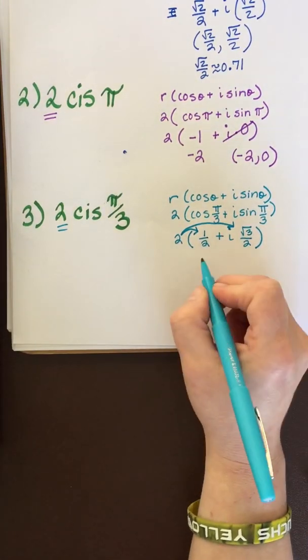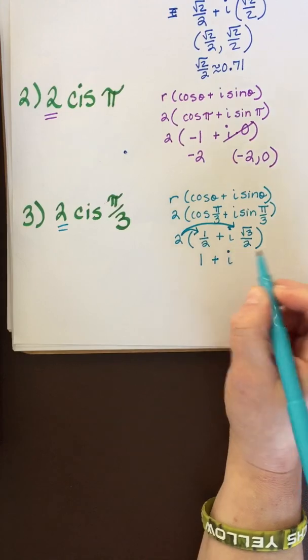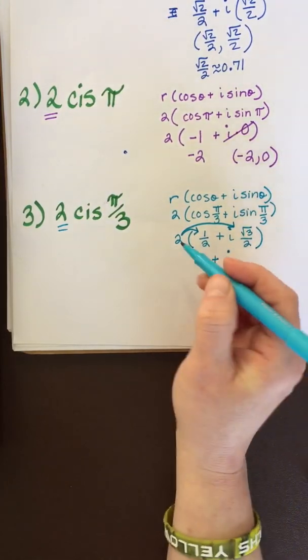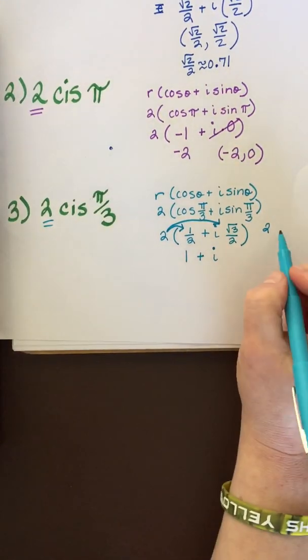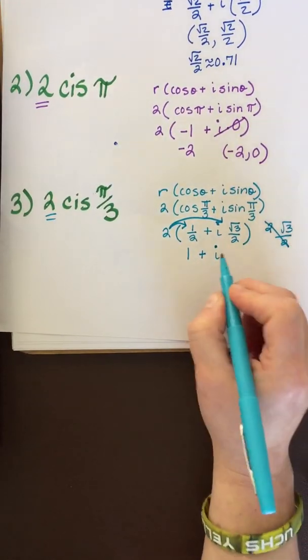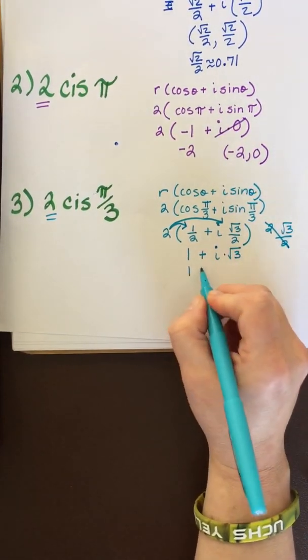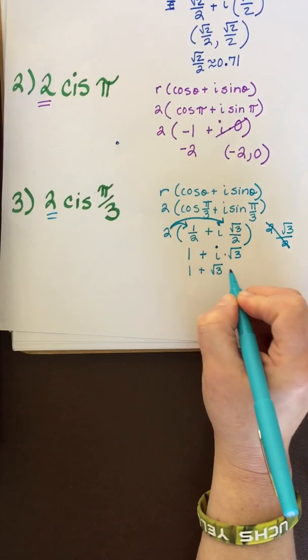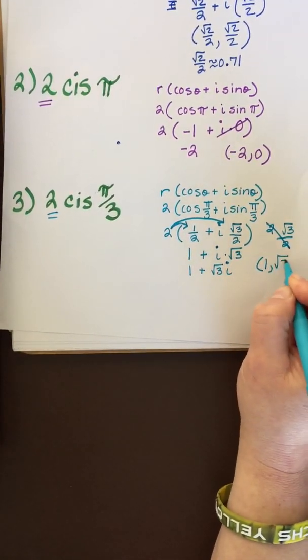So 2 times 1/2 is just 1. And then 2 times the square root of 3 over 2, the 2s would cancel. So you've got i times the square root of 3, or you can write that as the square root of 3i. So that's the point 1 comma the square root of 3.